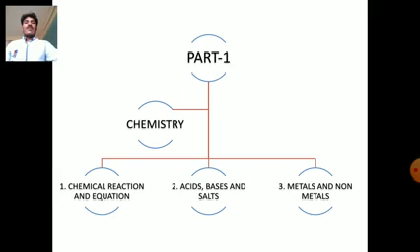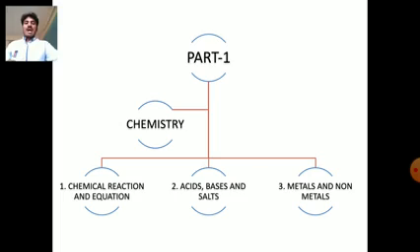Next, chemistry contains three major topics. The first one is chemical reactions and equations. In this chapter, we study what a chemical reaction is and how chemicals react. Next, what a chemical equation is, how to write chemical equations, what balanced chemical equations are, and how to balance the chemical equations. Next, types of chemical reactions. Next, we study oxidation and reduction, and corrosion and rancidity.